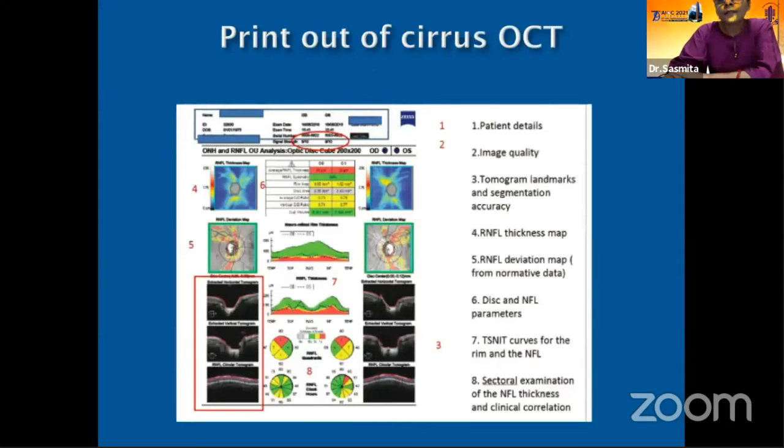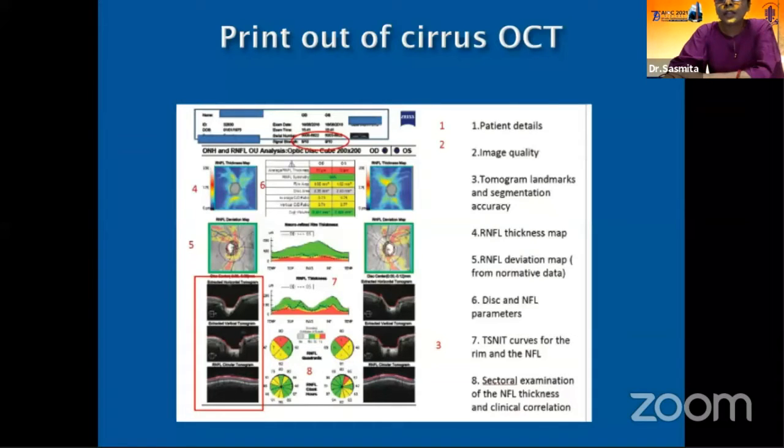So this is what a Cirrus OCT printout looks like. The topmost area is the patient details, which is very important, where you have to enter the patient's age correctly. Otherwise, an inappropriate age will lead to comparison with the wrong normative data for the same age. Second is the image quality, 0 to 10 is the range, and somewhere more than 6 is acceptable.